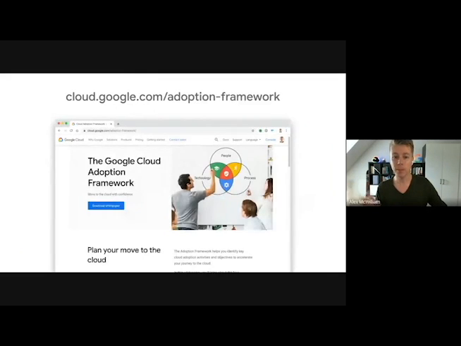All right. In a nutshell, that was just the crash course on the Google Cloud Adoption Framework. There's much more to know about it. Thank you. So this is the link to the website. It contains the white paper and a bunch of other complementary materials.